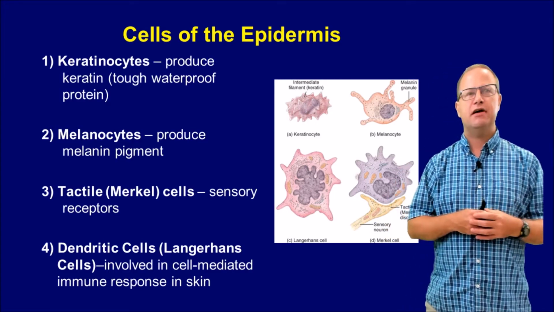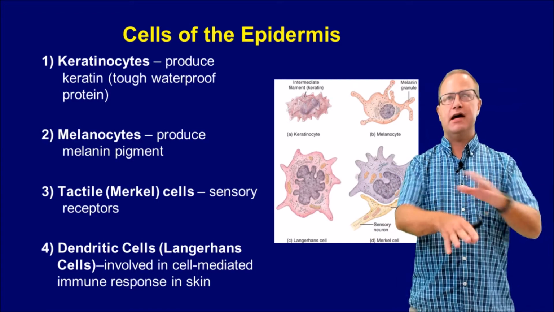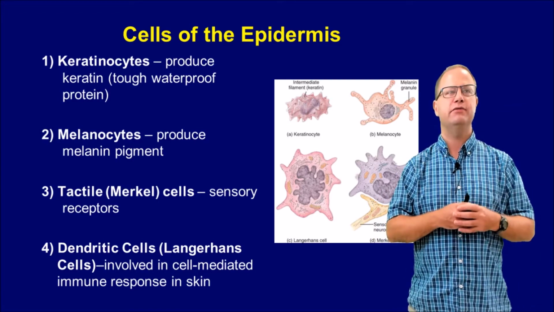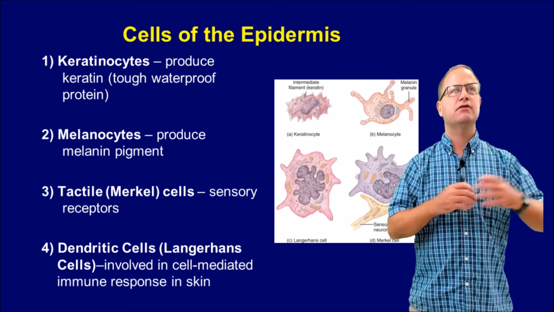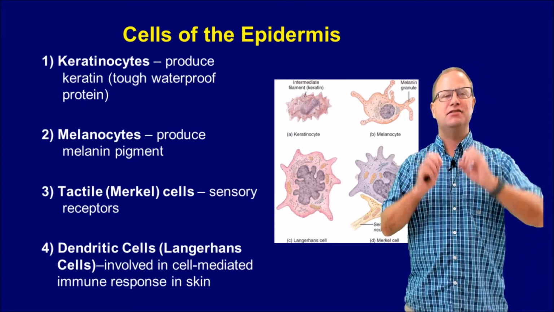Next up, we have the cells called melanocytes. Now, melanocytes produce melanin, which helps to protect the underlying tissues from too much UV radiation. And then we have tactile or Merkel cells, which are sensory receptors, right? Your skin is an excellent sensory organ.